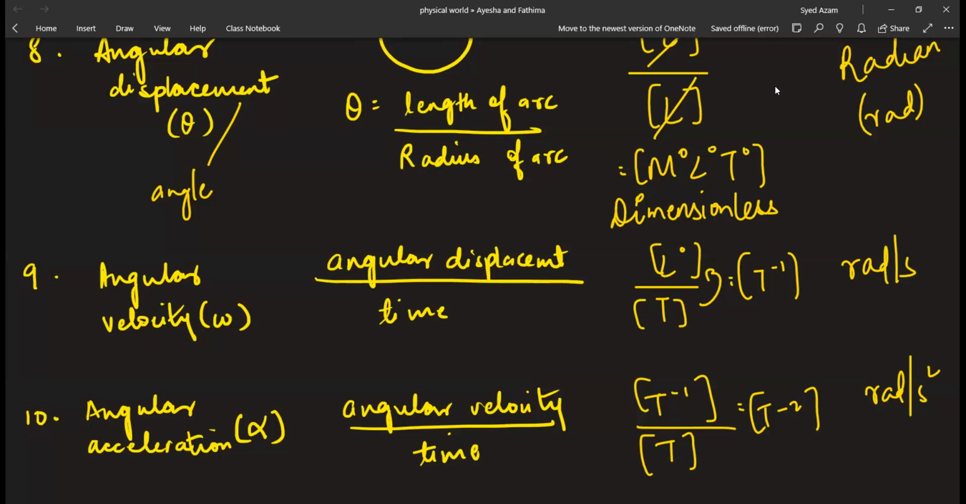Ma'am, angular velocity is represented by small w. Yes, this symbol is also actually called omega only. That symbol that I told yesterday, but this is represented. You can write it as W.